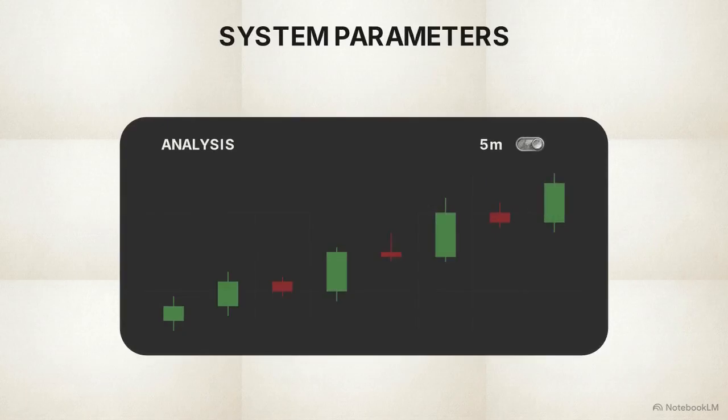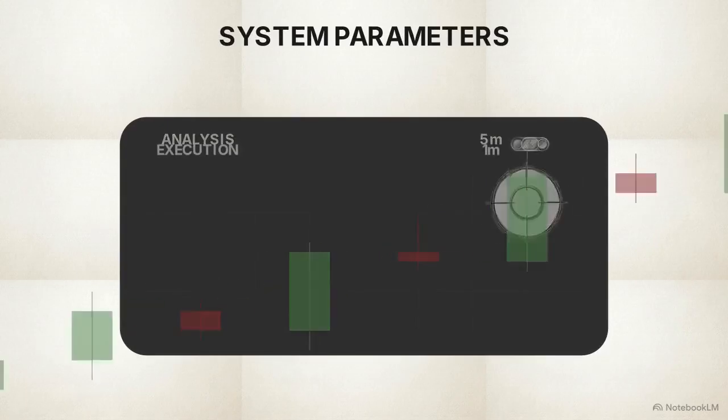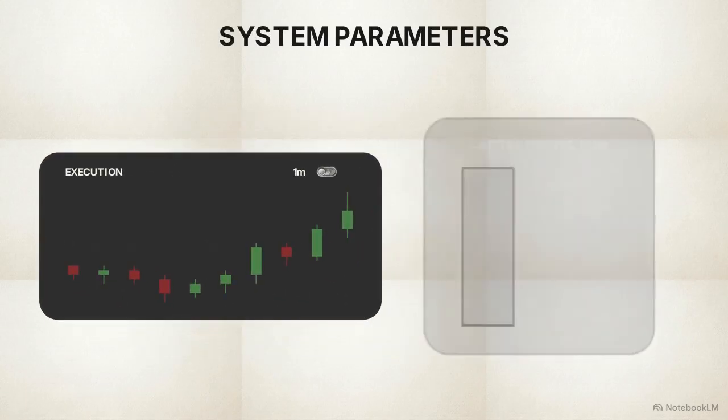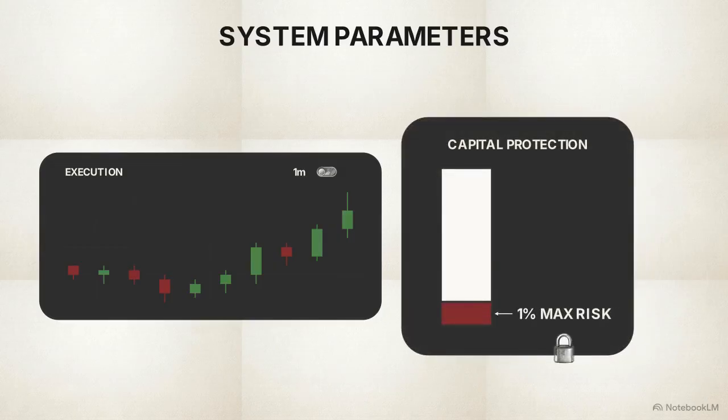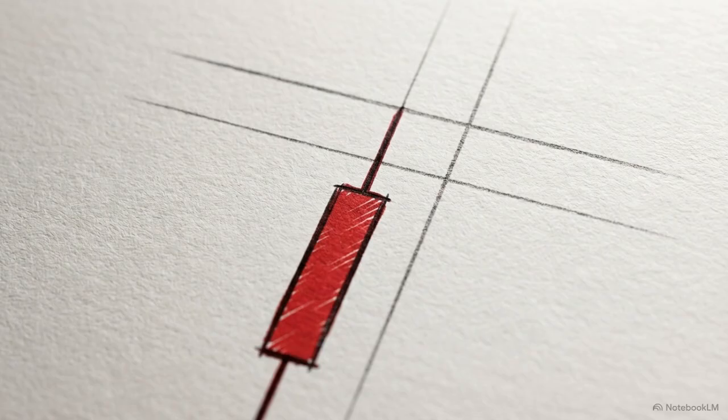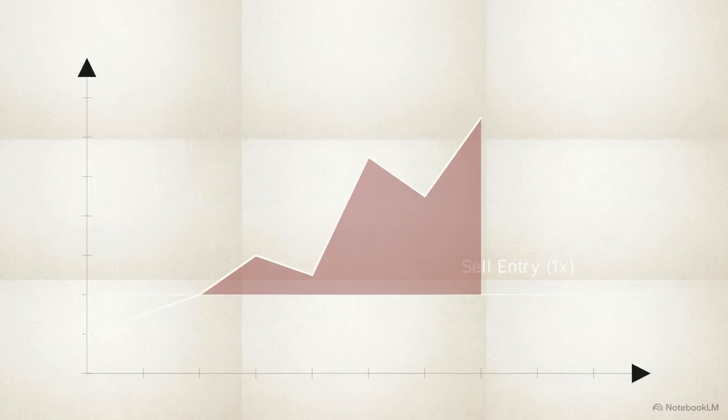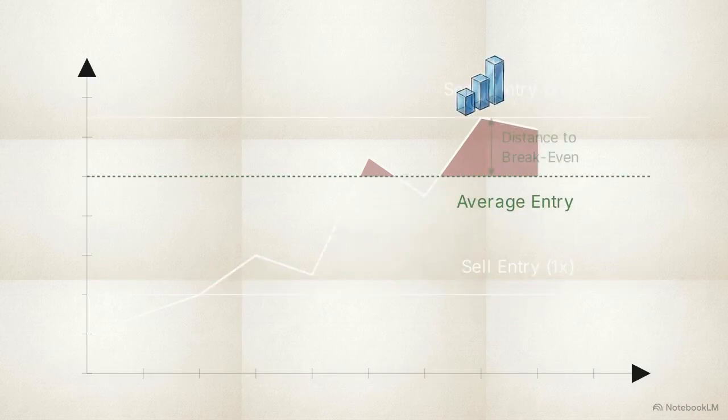You will analyze the market on a 5-minute timeframe, execute on a 1-minute timeframe, and limit your total capital risk to 1% per trade. You will learn two primary skills: how to identify the exact candle that triggers an entry, and how to use mathematical scaling to manage trades that move into a drawdown.